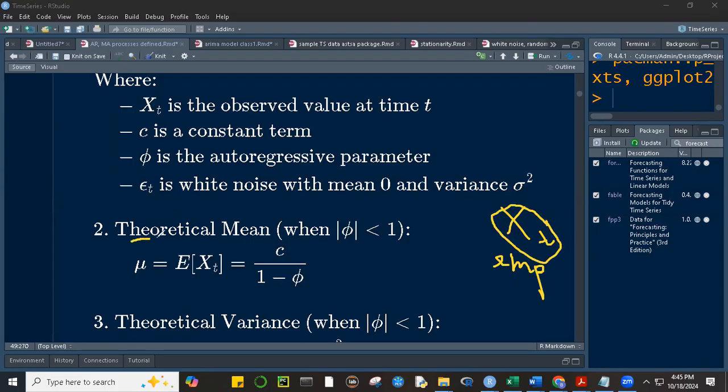Now, the theoretical mean is different. The theoretical mean is denoted as mu, and there's a formula for that. It's equal to your constant C divided by 1 minus phi.